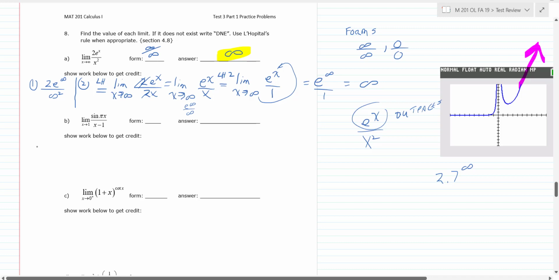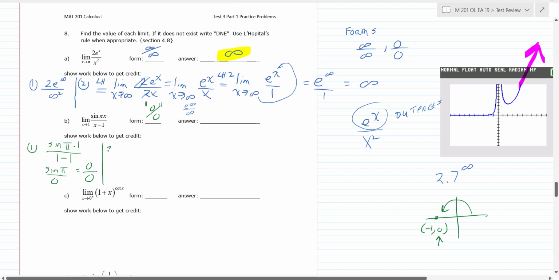All right, next problem. Again, start the same way. Evaluate at 1, we'll have sine of pi times 1 over 1 minus 1, so sine of pi over 0. On a unit circle, pi is halfway around the circle, at the point (-1, 0). Sine is the y value, so you would get 0 over 0. So this is a 0 over 0 indeterminate form, which means yes, we can use L'Hopital's rule to evaluate this limit.